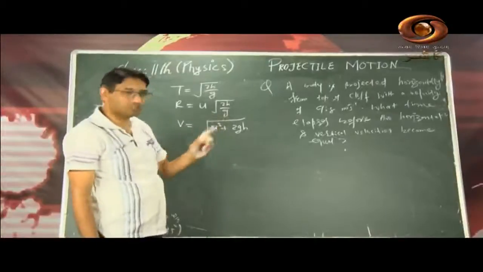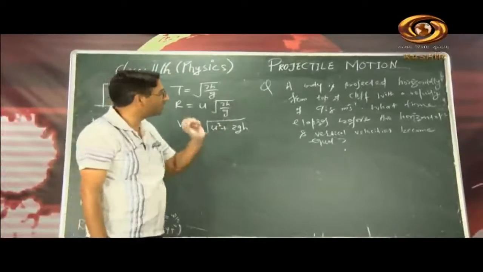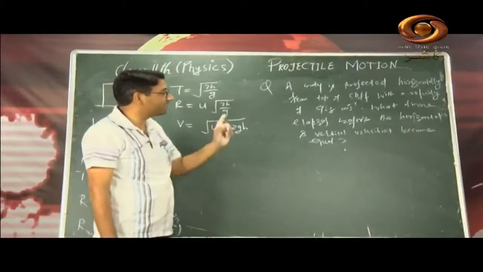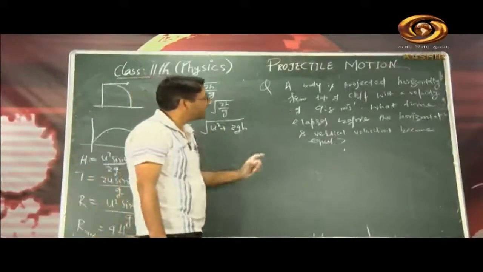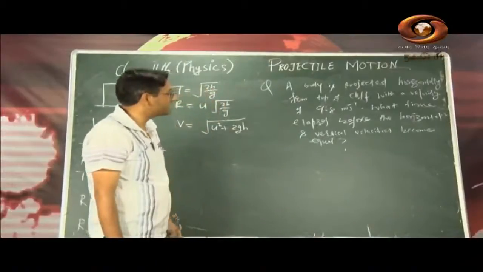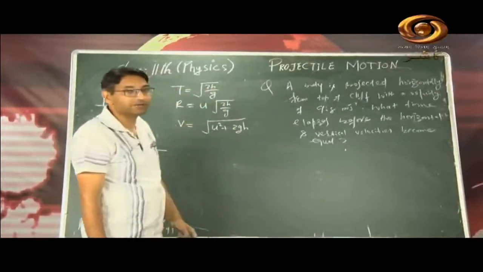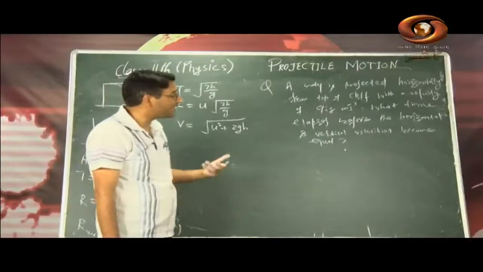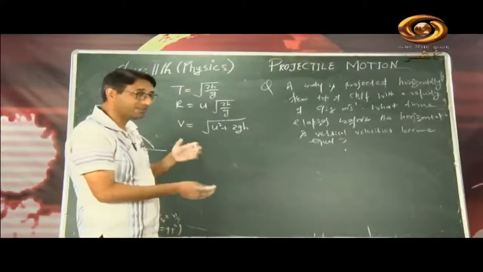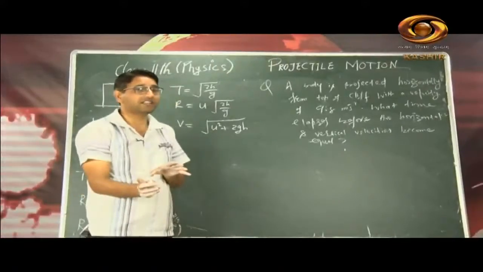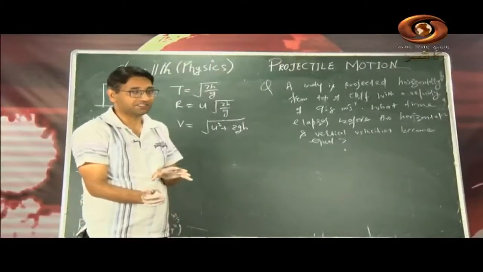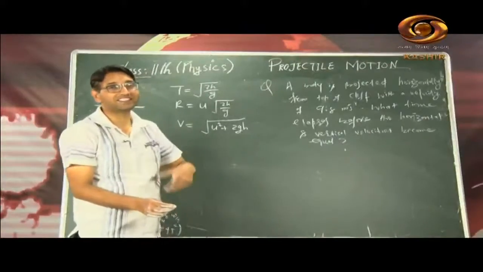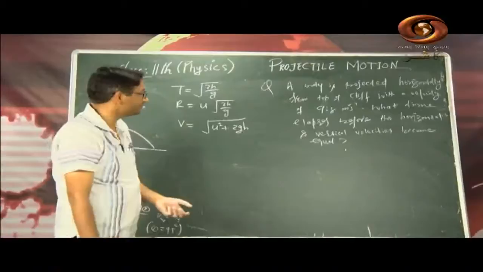A body is projected horizontally from the top of a cliff with a velocity of 9.8 meter per second. What time elapses before the horizontal and vertical velocities become equal? आपको बताना है कि टाइम क्या हो जाएगा. Because you know that the horizontal velocity is a constant that will not change, but the vertical velocity keeps on changing. The body is accelerating in the vertical direction.